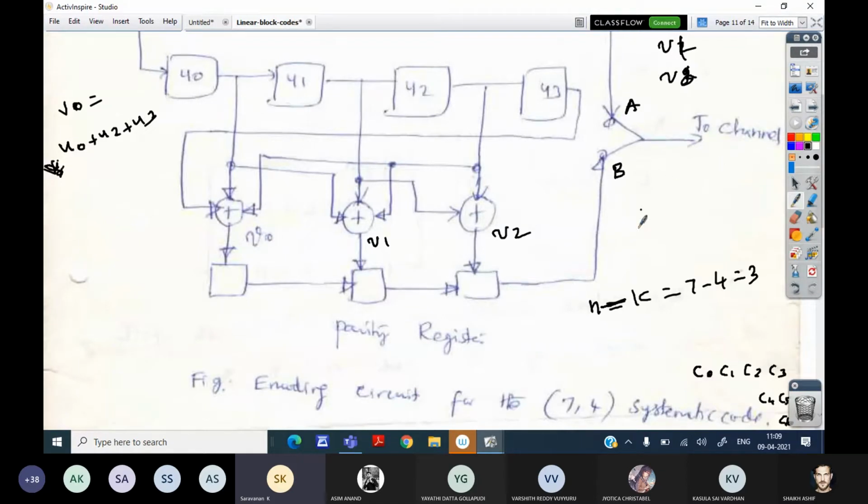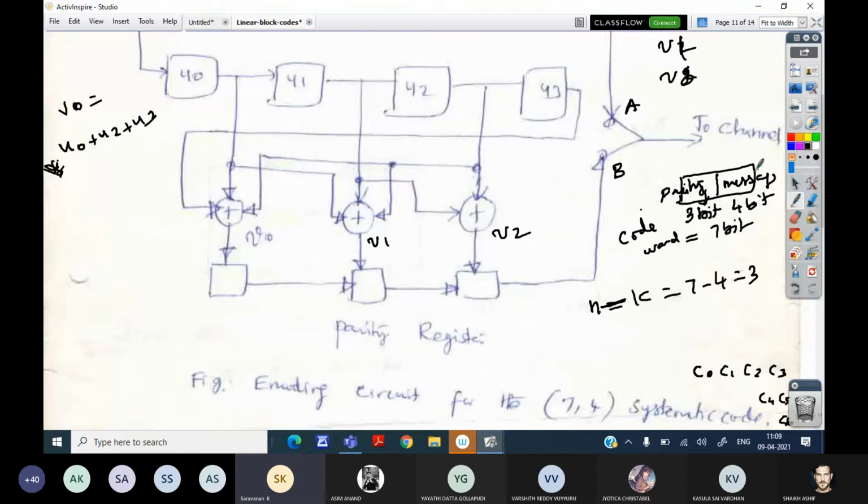Okay, so what is the output I'm getting from this? I have 2 parts. One is the message, right? And the other one is the parity bits. So initially I send the 4-bit message, and then the 3-bit parity I am generating. So totally my code word is going to be 7 bits. So this is the (7,4) systematic linear block code encoder circuit, the encoding circuit.